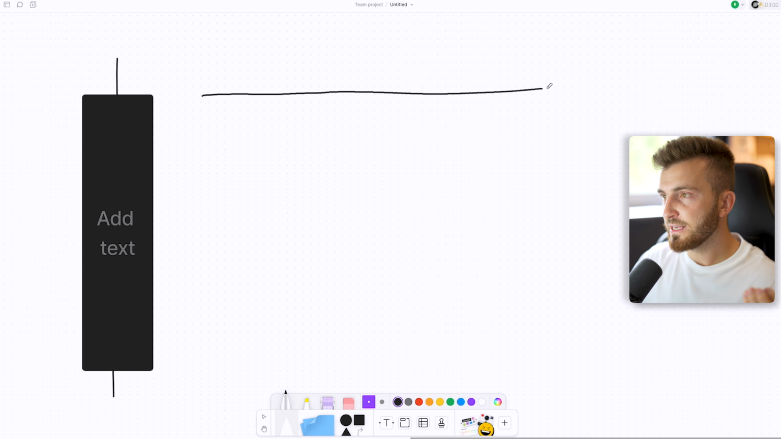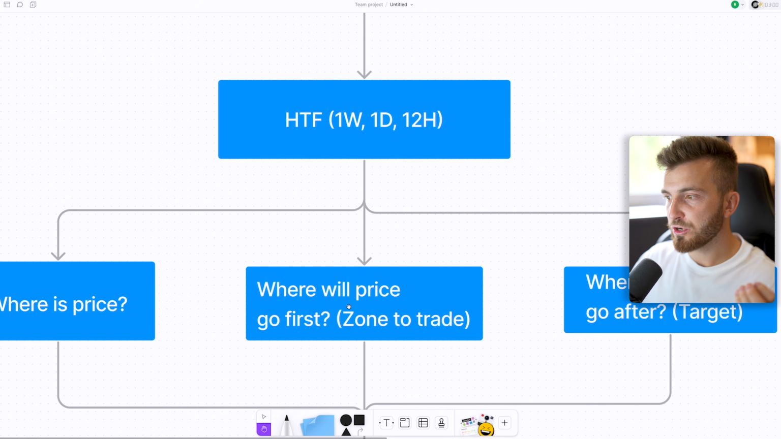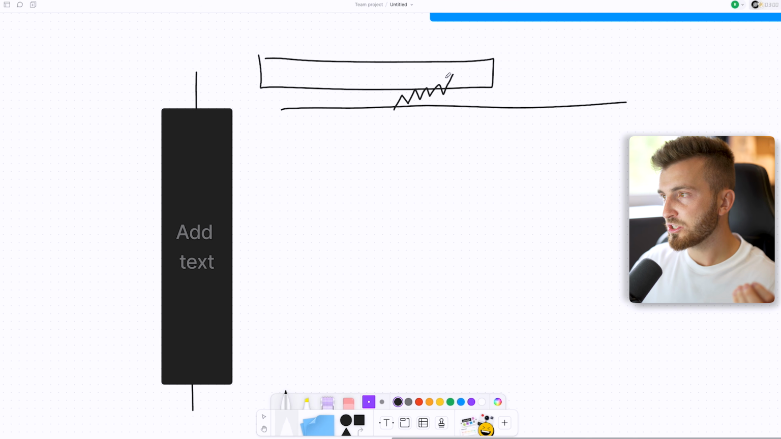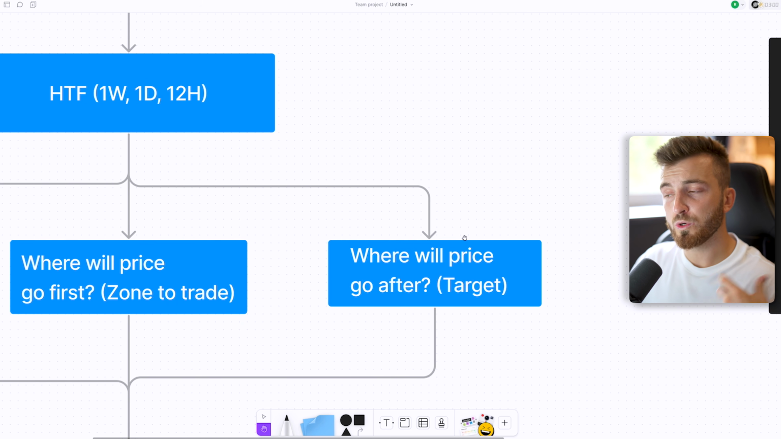So what is this candle? This simply means that the market moved up. It tapped a higher time frame PD array, which is what I'm asking you to look for here. Where will price go first? And then the market started moving in our direction and targeted, let's say, a big low. And that is, where will price go after, which is our target.